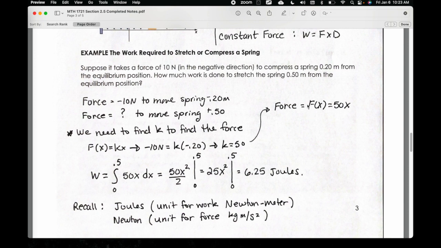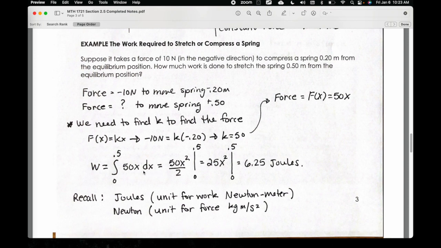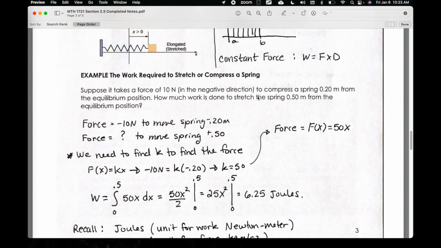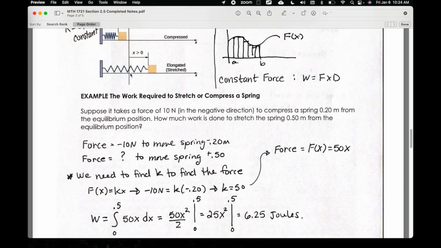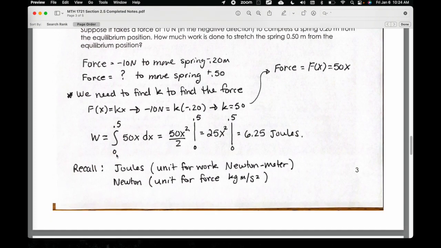Now we can use our force function to integrate. We want to see how much work is done to stretch the spring 0.5 meters from the equilibrium position. Well, how do I know if I use 0.5 or negative 0.5? This is saying we're stretching the spring, which means we're coming out this way, so it should be positive. So I'm going to go from 0 to 0.5 because we're going from an equilibrium position to stretching it out to 0.5 meters away from the equilibrium position.